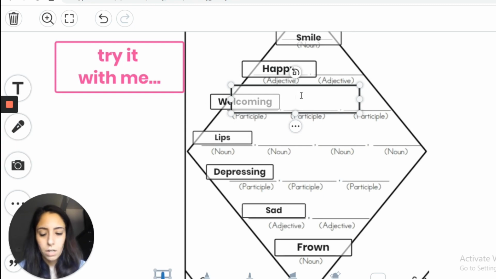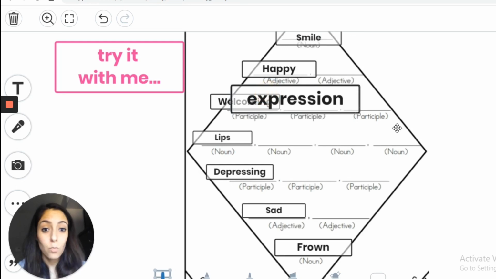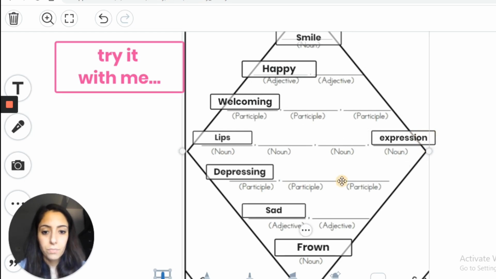All right, so we can say that a frown is an expression. So that could be one of my nouns to describe a frown, and then you could fill in one more each for them here. And then, so depressing was my verb, my participle ends in ing. Adjective to describe frown is sad, and then frown. So now you're going to pause the video and you're helping me finish this poem.